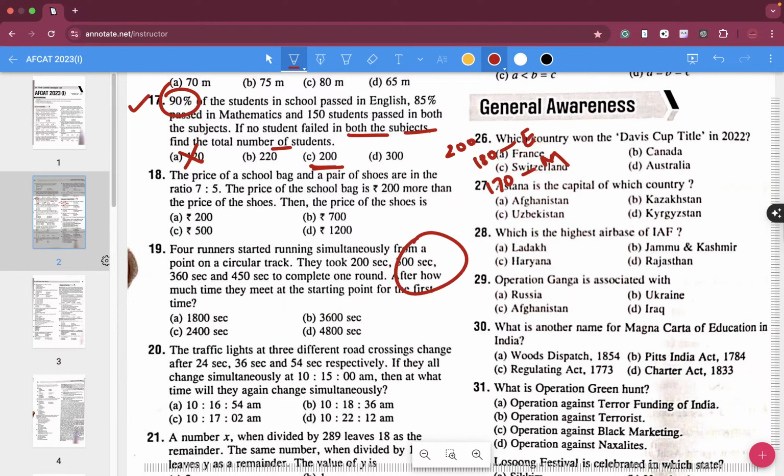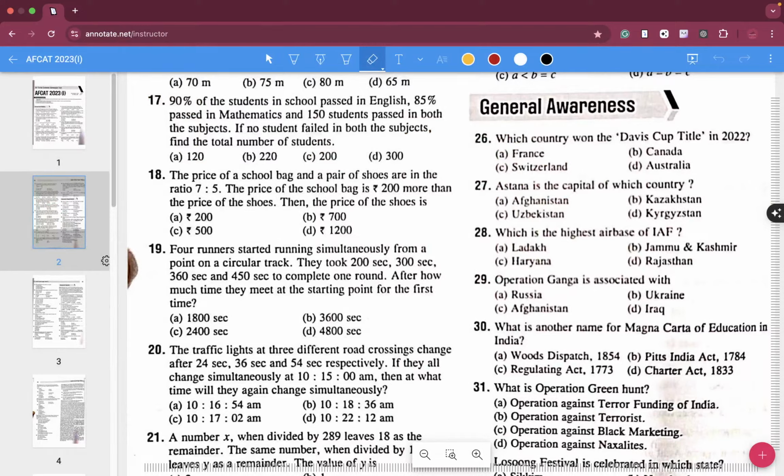Now let's just draw a Venn diagram. 150 students passed in both. This is English, this is maths. In English they passed a total of 180, and in maths the total pass is 170. Now if you add these three numbers, 150 plus 30 plus 20, which is 200, the shot in the dark that we took eventually came out to be correct. So over here the answer will be C for this particular question, folks.